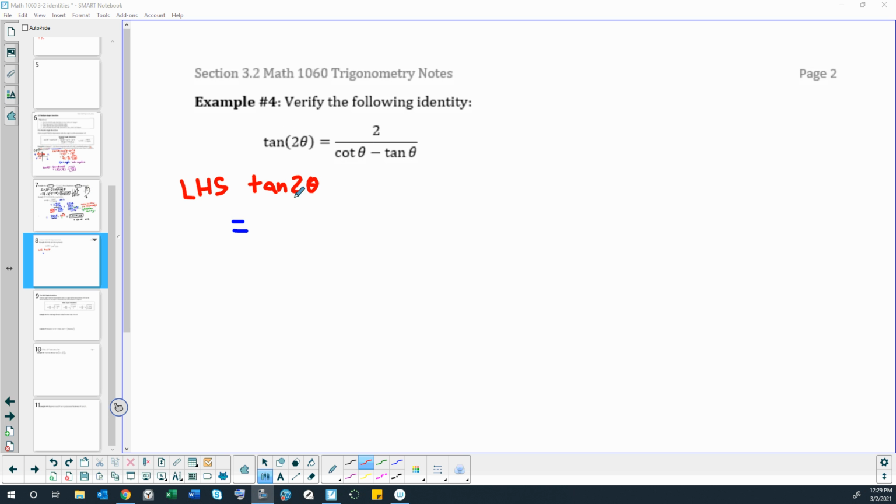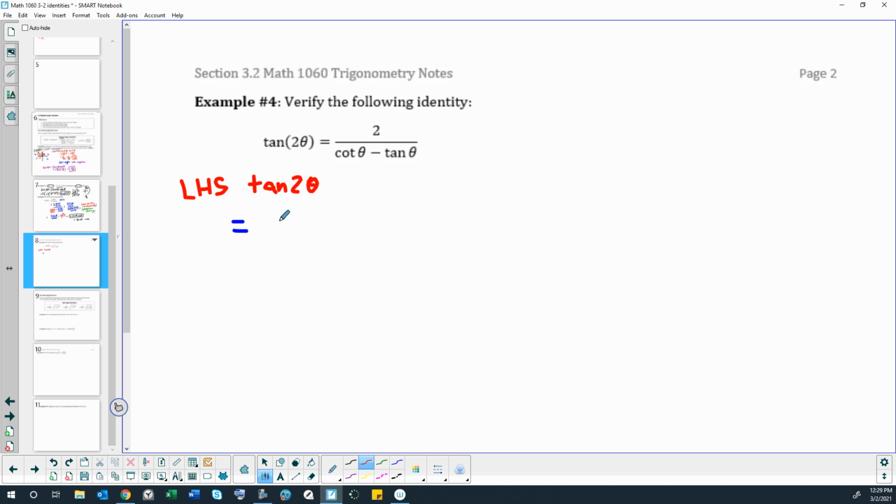Okay, example number 4 in section 3.2. So even though the right side looks more complicated, we just learned the identity for the left side, so let's go ahead and plug that in. I'm starting with the left side, tangent 2 theta. Looking at my notes to remember what that identity is, because I sadly don't have it memorized.